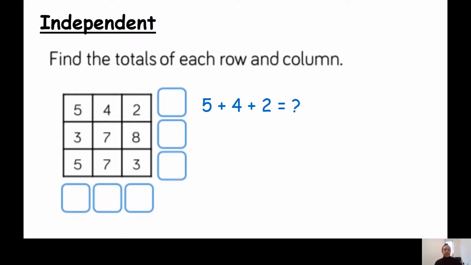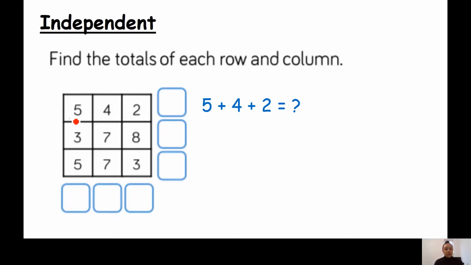Okay, this is your independent activity. I've posted it below if you want to print it out, or you can draw out the grid yourself. I'm just going to explain it quickly before you start. So your job today is to find the totals of each row and column. Okay, a row goes across and a column goes down.